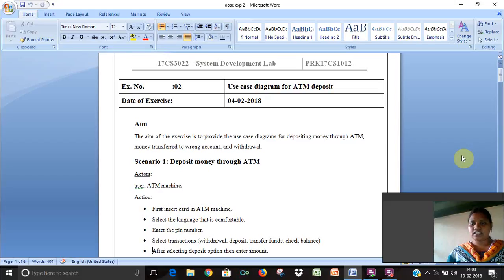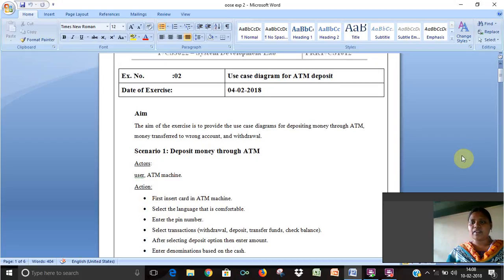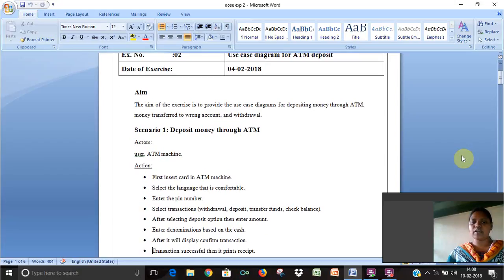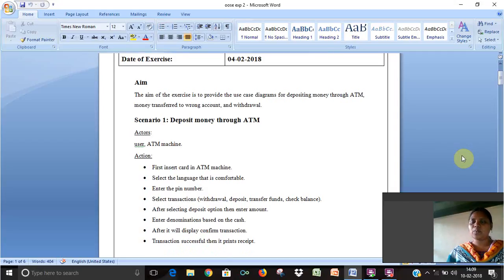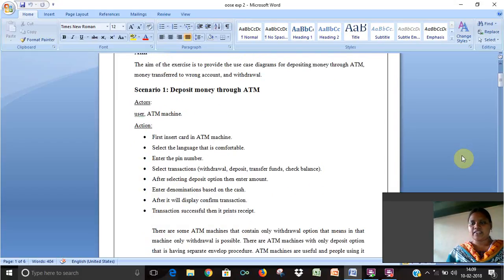So we will select deposit, and after selecting the deposit option we will enter how much amount we are going to deposit. After that we will enter denominations for that amount, and then it will display that the transaction is processing, and it will show a confirmation message like transaction complete. After all this process completes, it will generate a receipt. So this is the main thing in deposit through ATM.